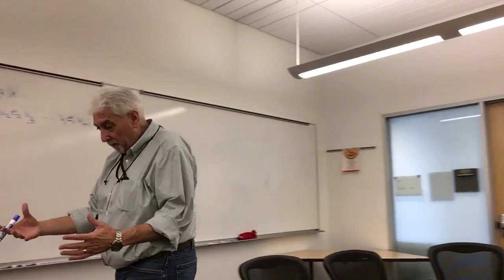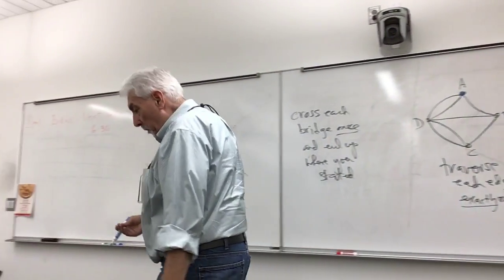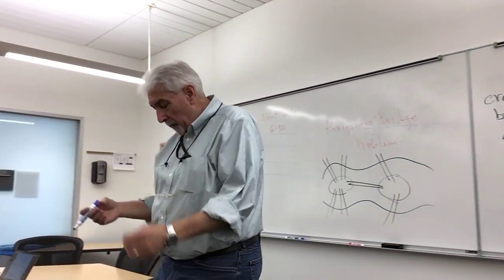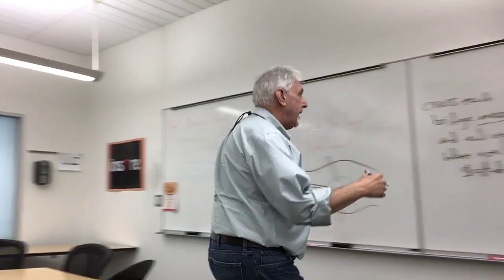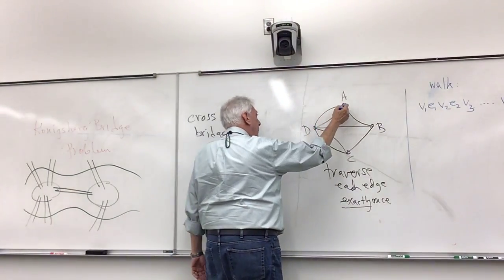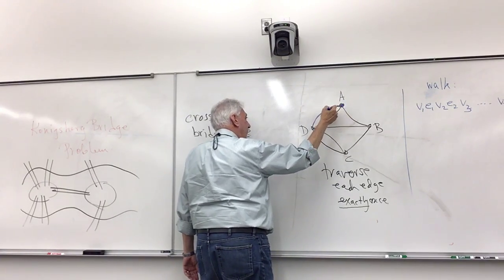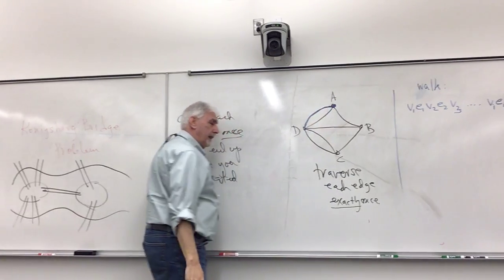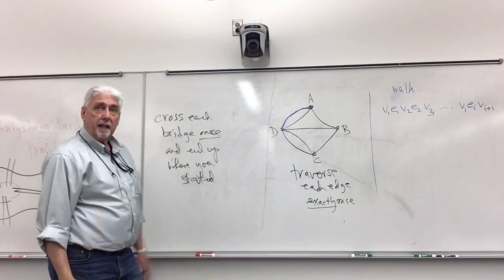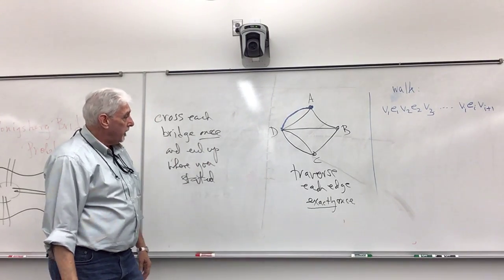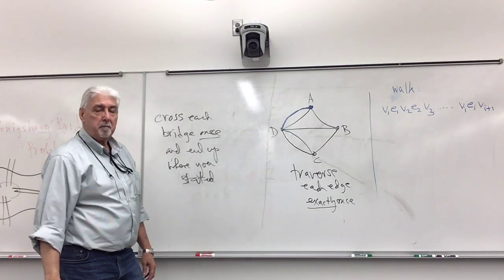So we want to sort of explore this a little bit. So if I was to traverse every edge, every time I came into a vertex, let's imagine that we start at A and we go to D. And now I still have edges that I need to traverse, so I need to leave D. So pick an edge.